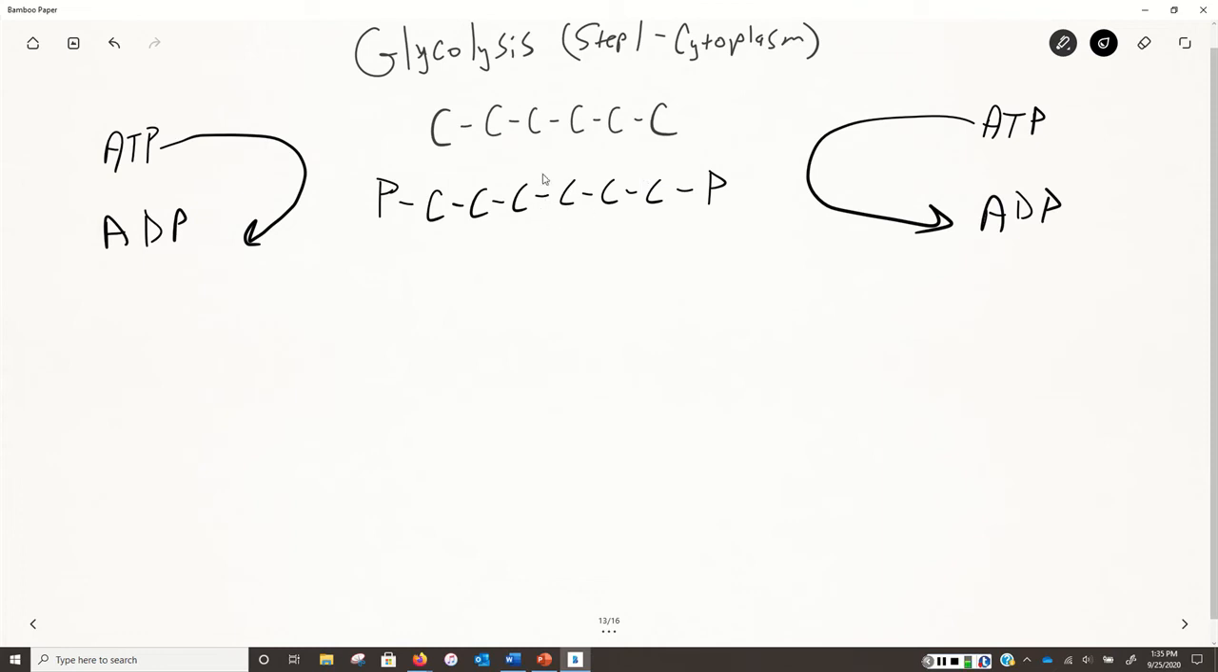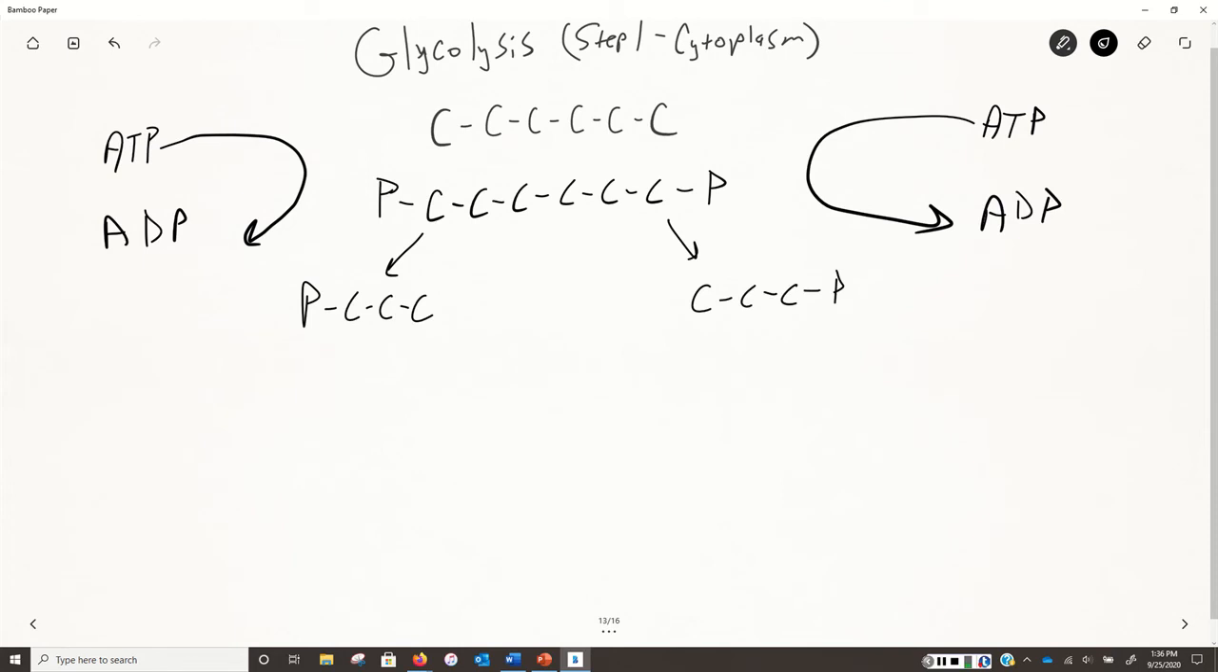This middle bond right here, we are going to break it now. And the energy to break this bond comes from those phosphate groups that we just provided. And what we end up with are 2 3-carbon molecules with a phosphate attached.